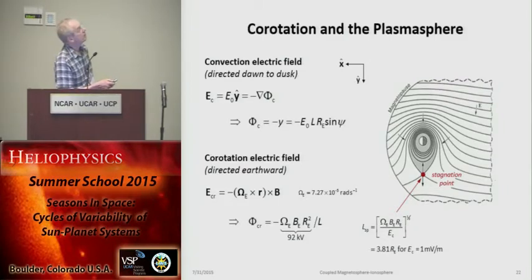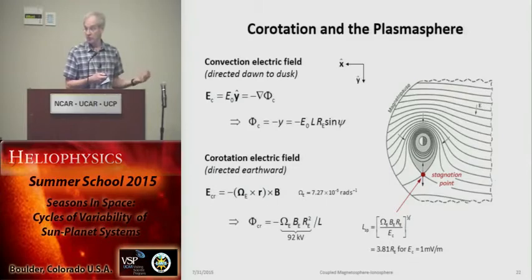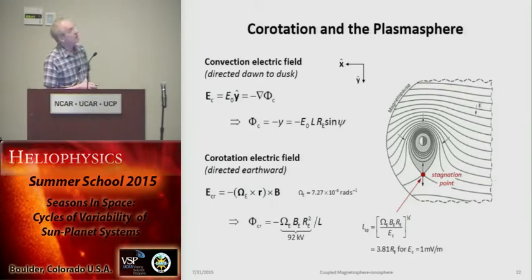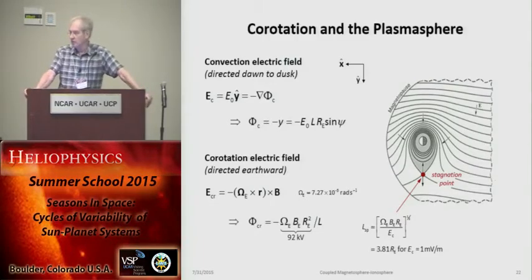And then if we take a simple co-rotation electric field, where the electric field points inward, remember, this is dawn, this is dusk. If the electric field points inward and you cross that electric field into the magnetic field, then that gives a rotation in this way right here. Dawn, dusk, like that. And now, if I superpose these two electric fields, or the potentials that are associated with them, I get a pattern that looks like this. And this boundary between co-rotating plasma and convecting plasma, which is going to go out and hit the magnetopause, is essentially the plasmapause. So to first approximation, that determines where the plasmapause is.